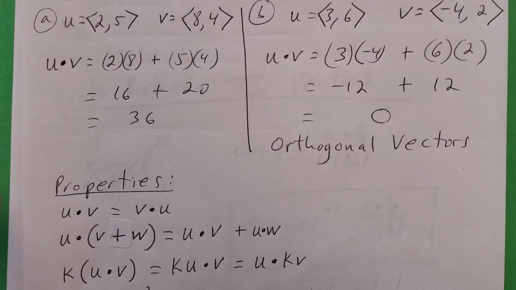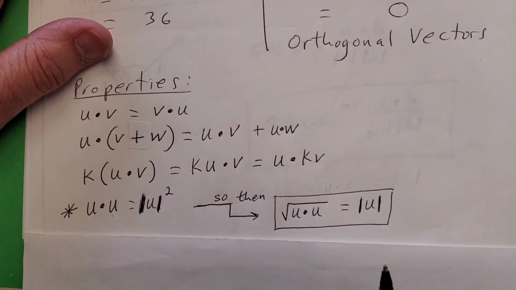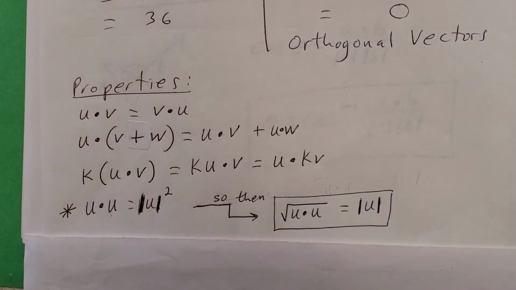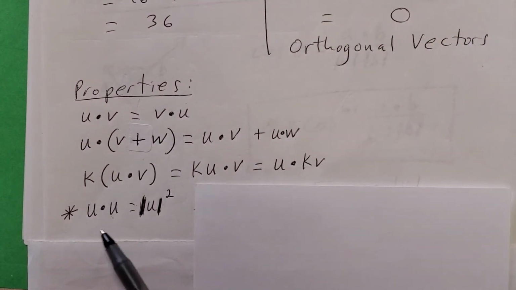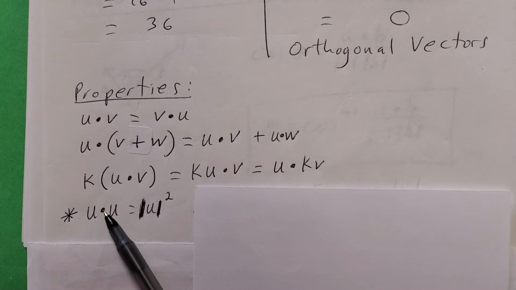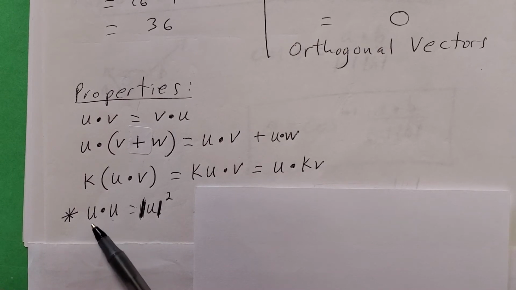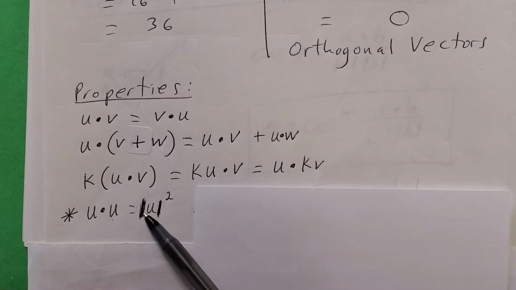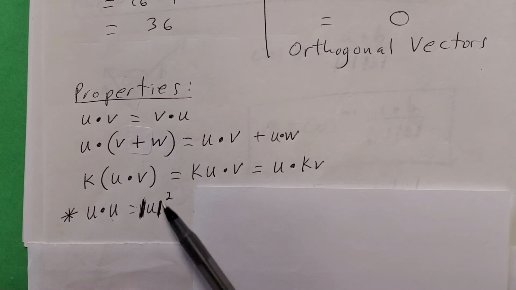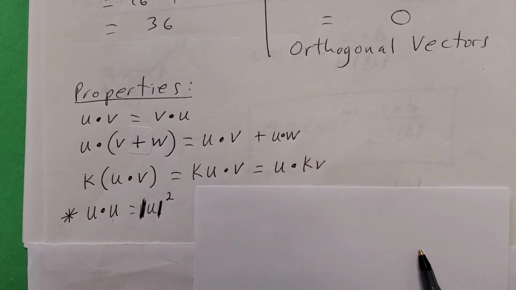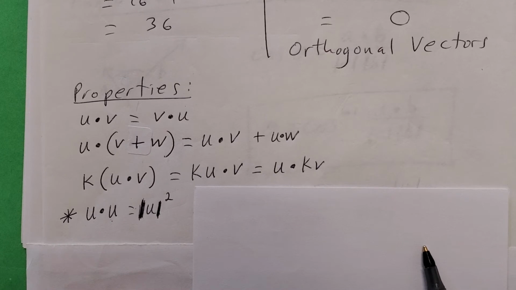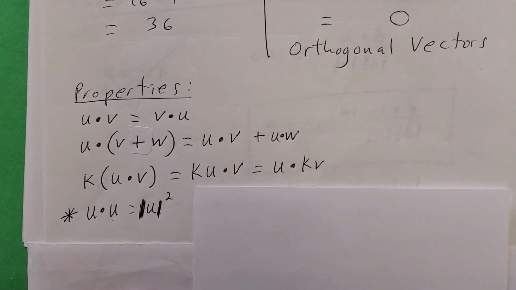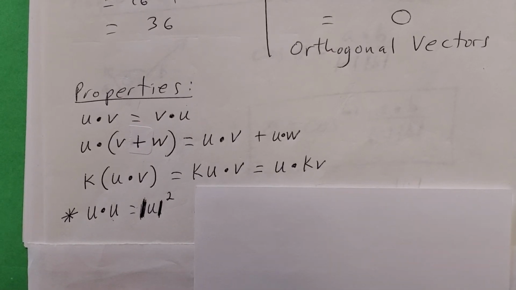And this last one on the bottom here says that if you do the dot product of a vector and itself, then you're going to get the magnitude squared, right? We've looked for the magnitude of a vector before, but this is another way of doing it. It comes out to the same thing.